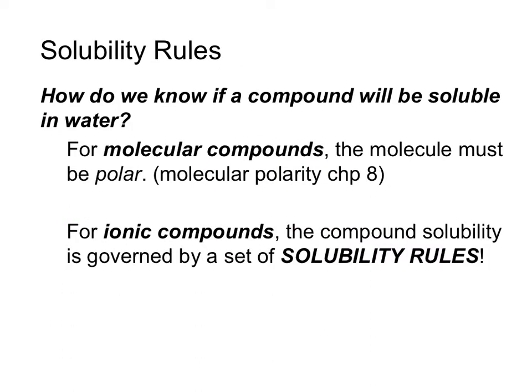The writing of precipitation reactions is going to depend on knowing if a compound is soluble in water or not. In the case of molecular compounds composed of nonmetals, the molecule must be a polar molecule. This is something that we will discuss in much more detail in Chapter 8. For now, we are going to focus on ionic compounds. To determine if an ionic compound is soluble or not, we must reference a set of solubility rules, which are a list of rules that you will have to memorize.